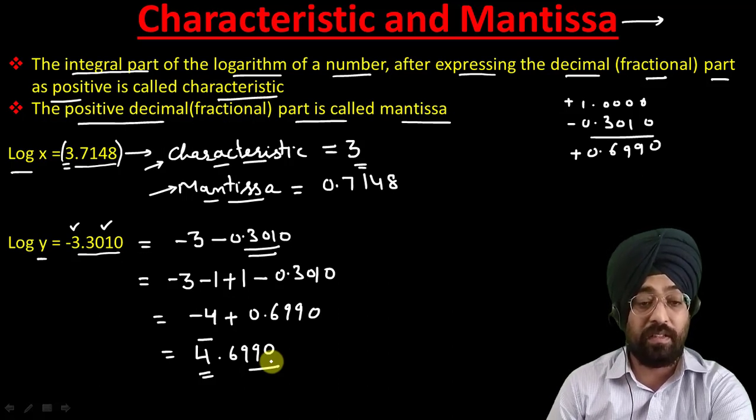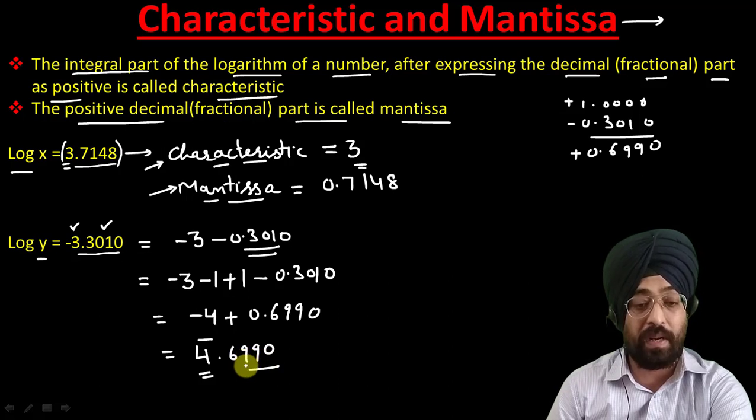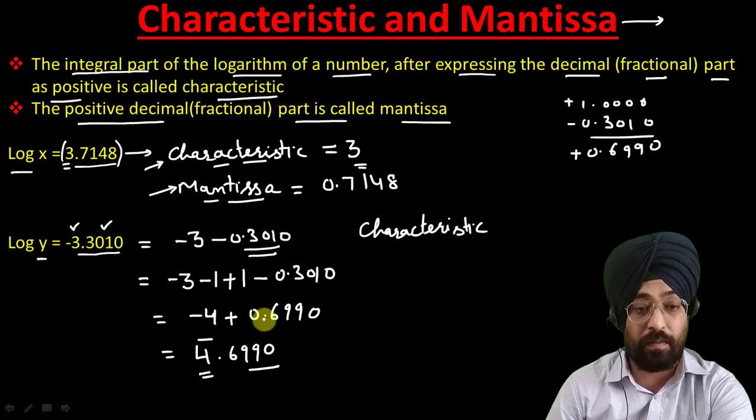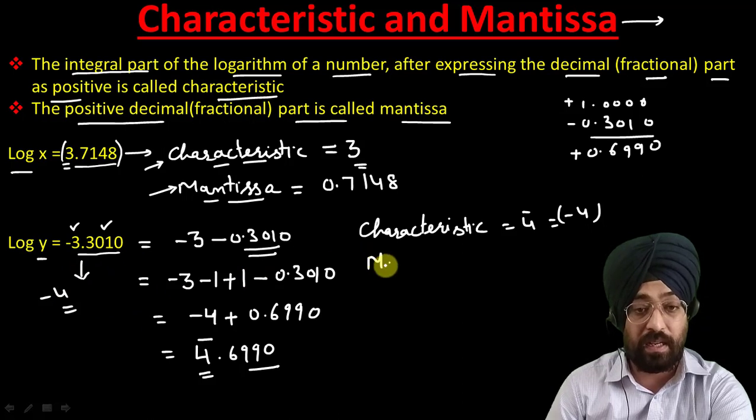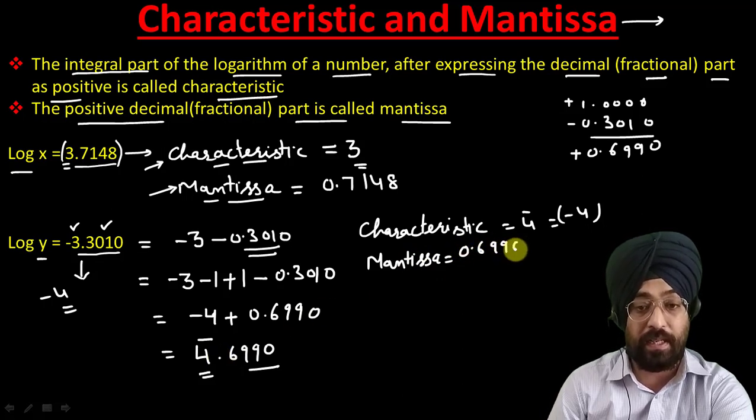Now the condition is fulfilled that the decimal part is positive. Now we can find its characteristic and mantissa. Its characteristic will be, as the rule says, the integral part before the decimal. It is 4 bar, and 4 bar is minus 4, so its characteristic is minus 4. And the mantissa is the positive decimal part. It is 0.6990. So that was quite easy, and the mantissa came out to be plus 0.6990.